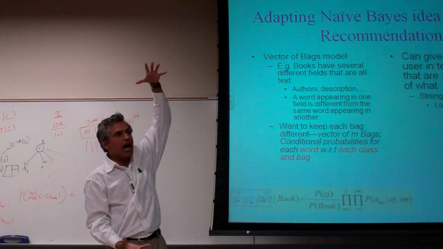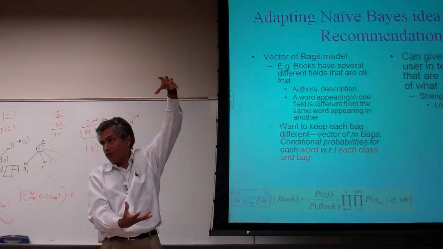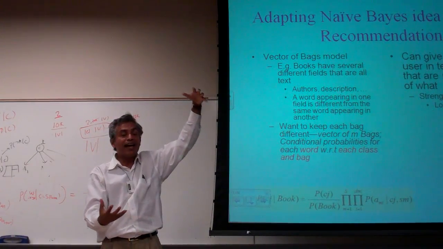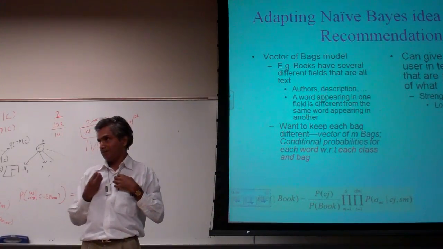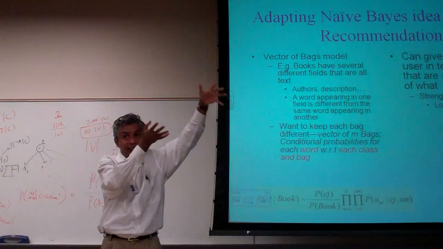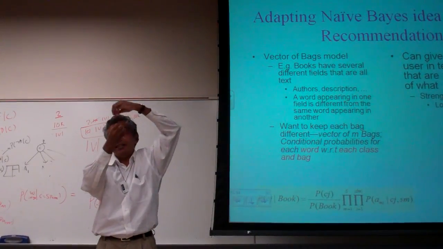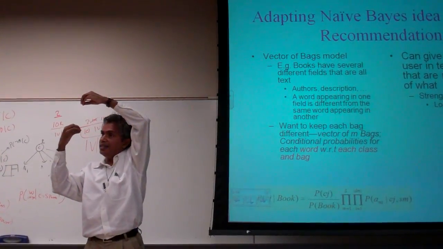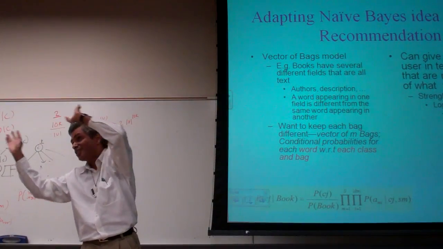Instead of just assuming all of that is one single bag of words, you might think of that as a vector of bags. The vector has fields, so there's a title field, and that's a bunch of words. There's a review field, that's a bunch of words. There is the price field, that's a bunch of words, and so on.